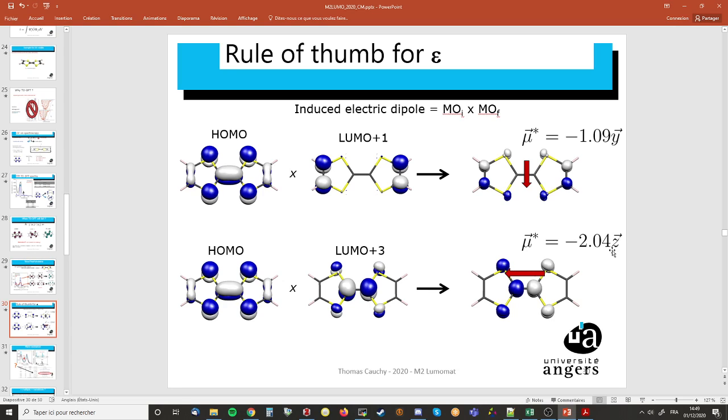It's not in the same direction. Here in the zeta direction, here it's a y direction, and the distance here is shorter. That means that the most important electric dipole is created in this transition, where the overlap is higher. Higher overlap, higher electronic transition dipole. That means it's higher. It's a more intense transition.